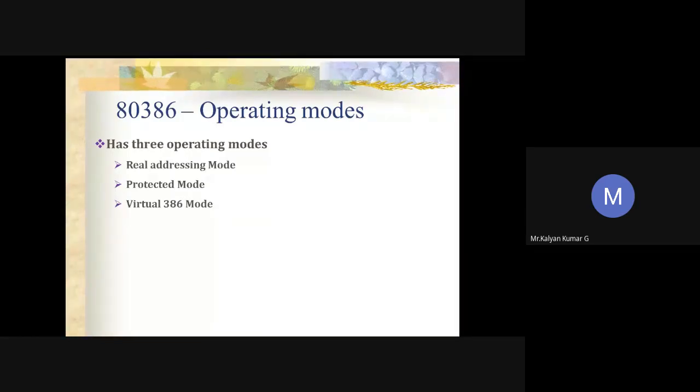In addition, in this real addressing mode, the paging unit will be disabled. These are the operations carried out in the case of the 80386 real mode. Now when I move to protected mode, what happens in protected mode?